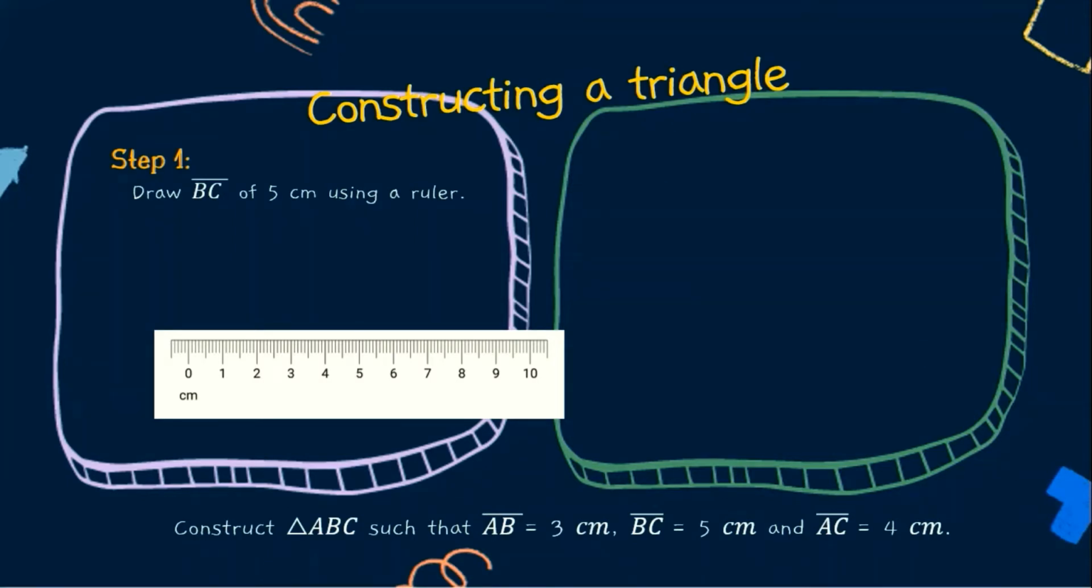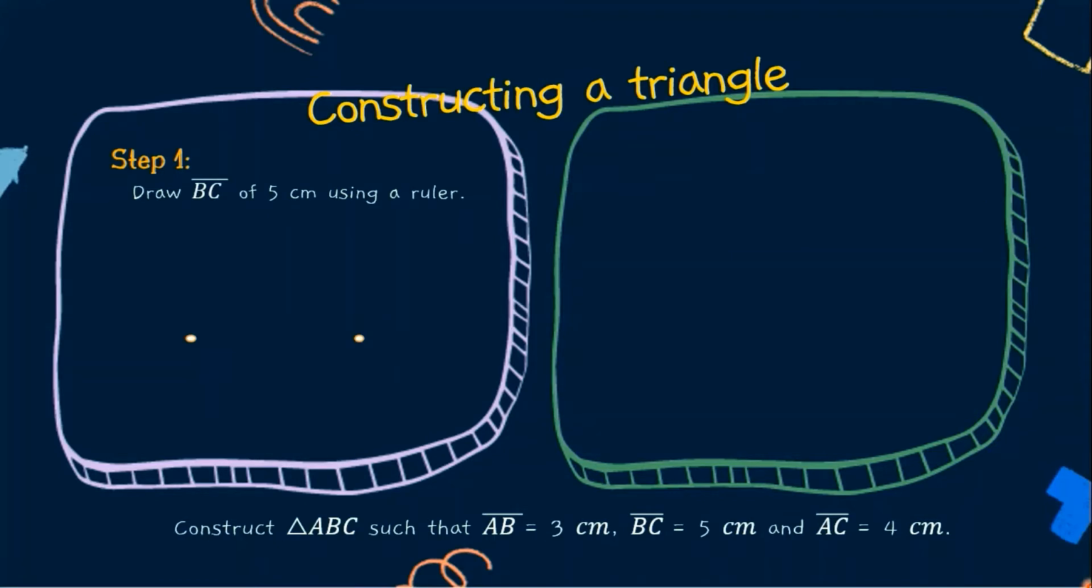Ruler ay isang tool natin for geometric construction. Itapat natin sa 0 at sa 5 dahil 5 cm yung kailangan natin. Lagay tayo ng point as marker. Tanggalin natin yung ruler. Itong una nating point ay label natin as point B at yung pangalawang point ay label natin as point C. And then connect them. Ito na yung ating line BC or specifically this is a line segment BC na ang sukat ay 5 cm.